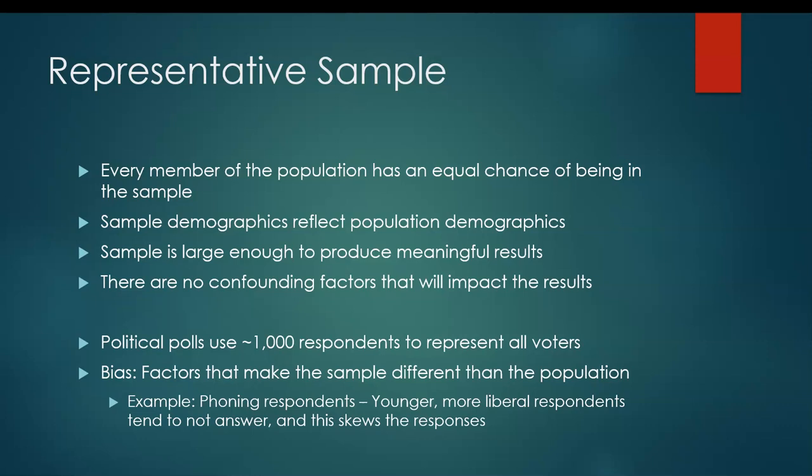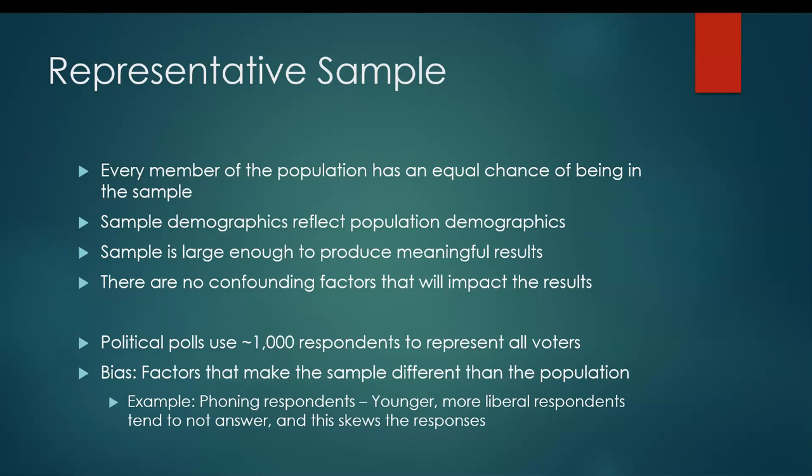The sample must be large enough to produce meaningful results. A sample size of 10 typically is going to be too small. There's too much opportunity for bias. There's not enough opportunity for variance amongst the sample, so it's not going to be useful. A sample typically has to be at least 30, sometimes higher. It depends on the level of confidence that you want to have. But the larger your sample, the better your results are going to be, the more generalizable they will be back to the population.